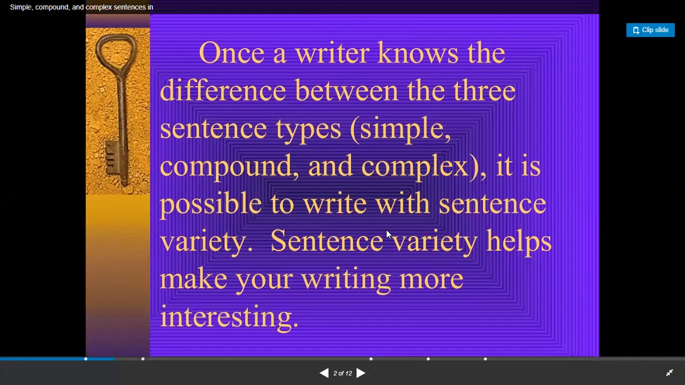So it's preferable to write your essay, for example, using simple sentences, compound sentences, and complex sentences. It's better to write with these three different types, not only one type.